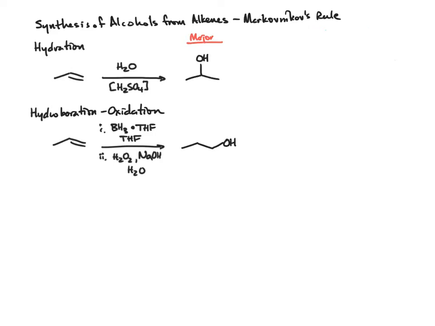The hydration reaction is producing 2-propanol. The hydroboration oxidation reaction is producing 1-propanol. The relationship between these two compounds is that they are constitutional isomers. Let's first look at the mechanism of hydration with water and a catalytic amount of a strong acid to understand how 2-propanol is produced as the major product.